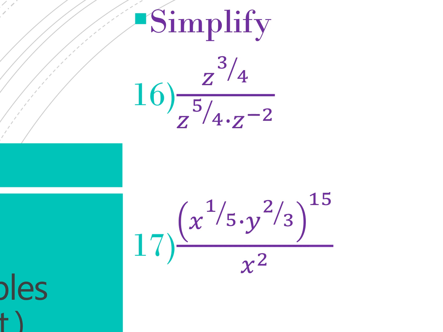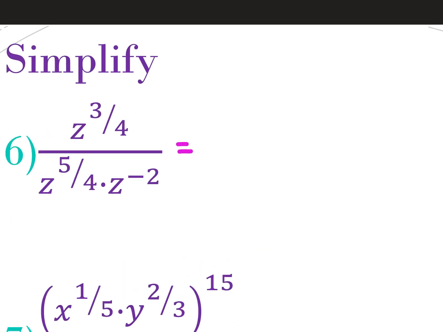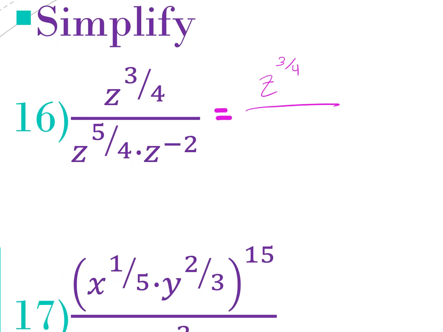So there's a few different ways you guys could, quote unquote, attack this. I'm going to go this route. I'm going to combine the denominators first. So I'm going to leave z to the 3/4 hanging out up here. And I'm going to do what to the denominator? They have the same base, so I do what to the exponents? Okay, so I have 5/4 plus a negative 2. If you want to write minus 2, that's fine.